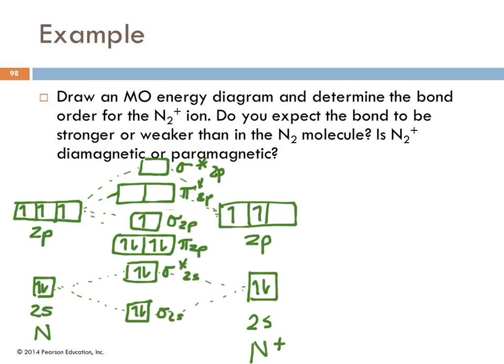So what's the bond order? How many electrons in bonding orbitals do we have? 7, right? 7 in bonding orbitals. How many in antibonding? 2. Divided by 2. So that's 5 halves, or 2.5, right?